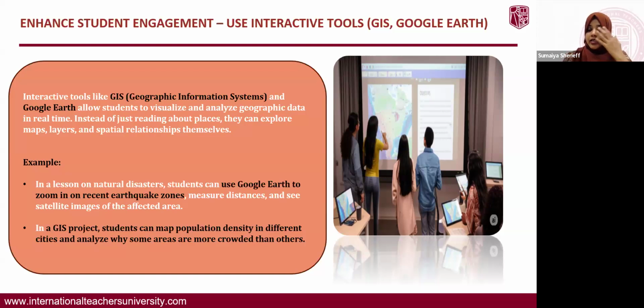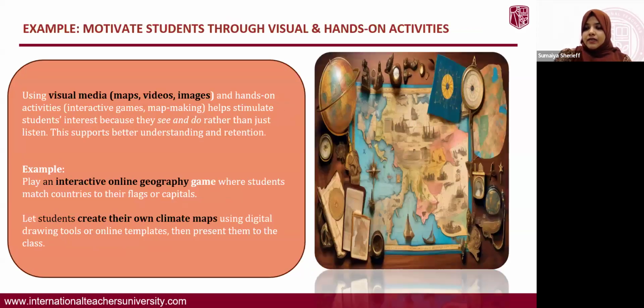So that's how they can identify the disaster. They can identify what kind of specific features are there, what kind of population is there. It will be combined with physical features and also the political features. That's how we make the class very interactive.